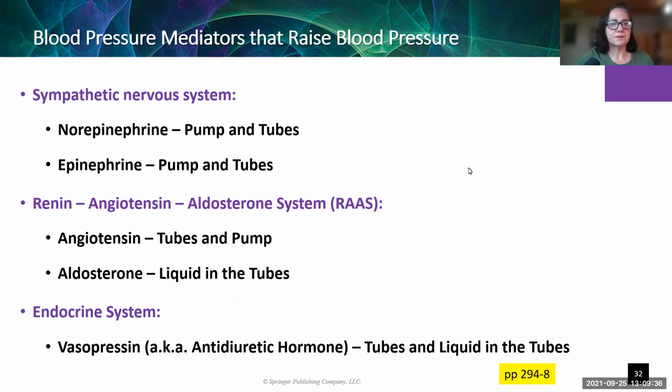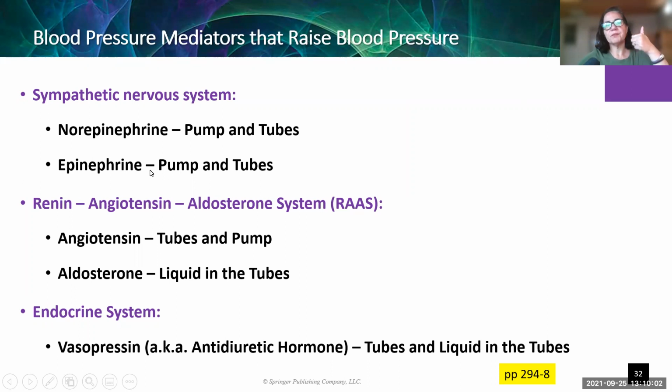On the next slide, let's see things that raise blood pressure. Sympathetic nervous system stimulation. We've got norepinephrine that can come from the sympathetic neurons going to the heart and to the blood vessels. Those are going to say to the heart, contract harder and faster. To the blood vessels, tell the smooth muscle of the blood vessels to contract down. It's going to raise blood pressure.